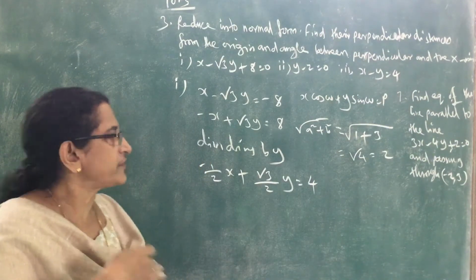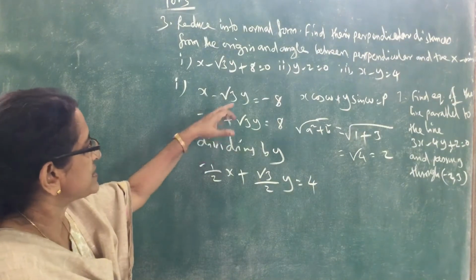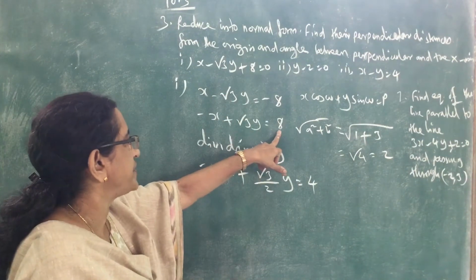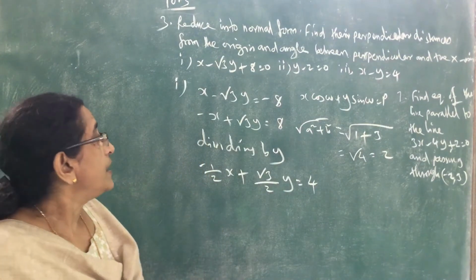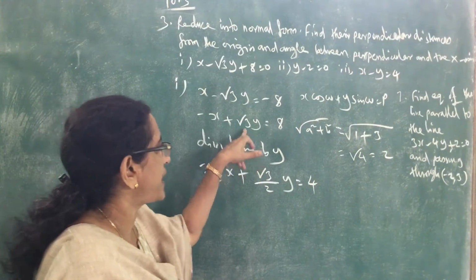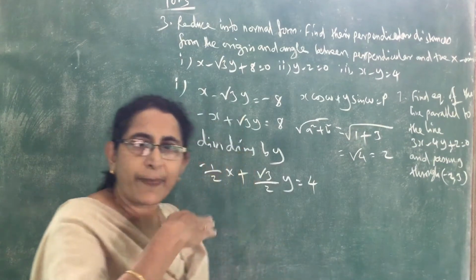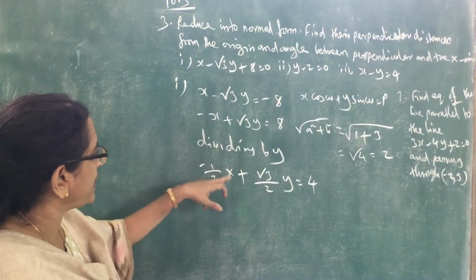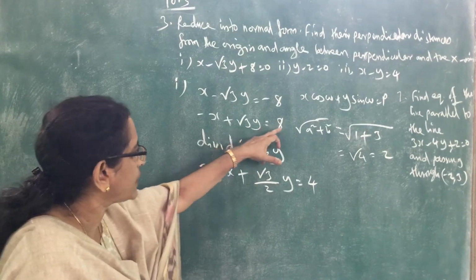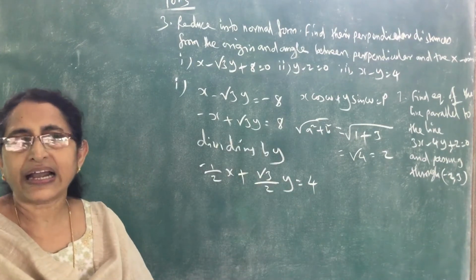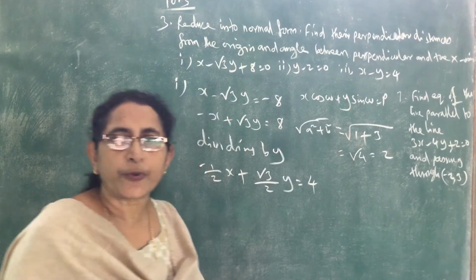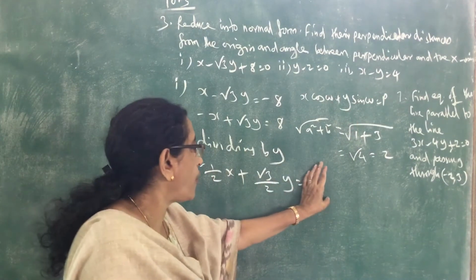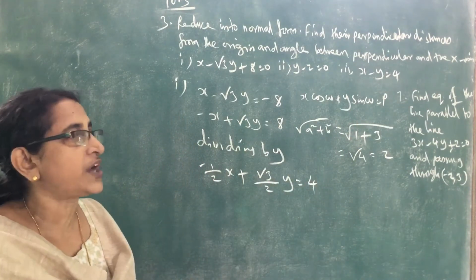So the steps: first we make this number positive. After that, divide by root of a square plus b square, so root of 1 plus 3, that is root 4, that is 2. So divide by 2. Here minus 1 by 2 x plus root 3 by 2 y equal to 8 by 2, that is 4. Now it is in the form x cos omega plus y sin omega equal to P. P is the distance, 4 is the distance from the origin to the line.